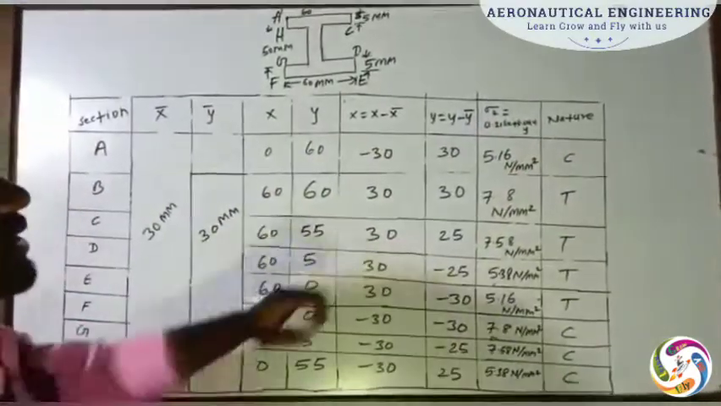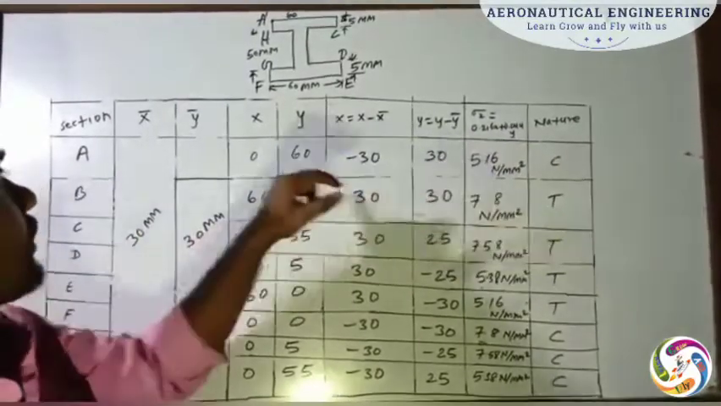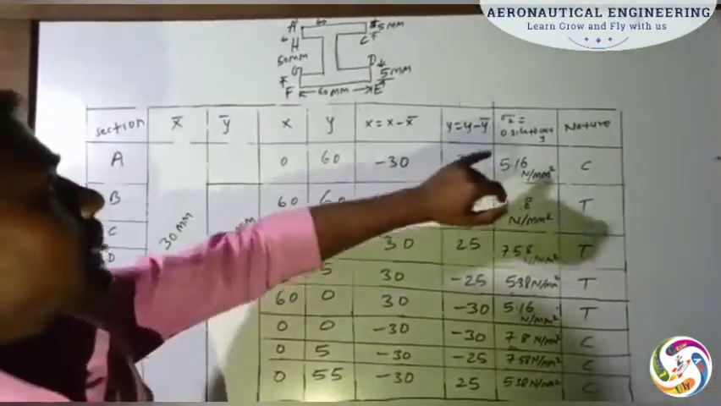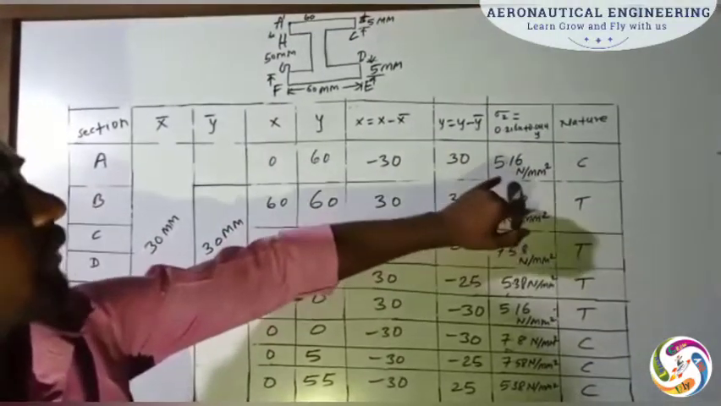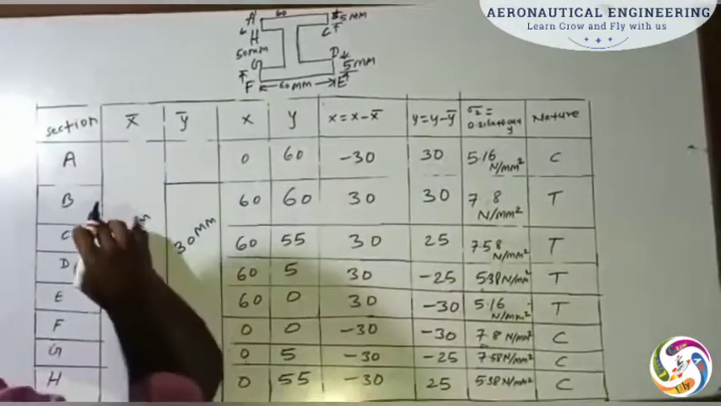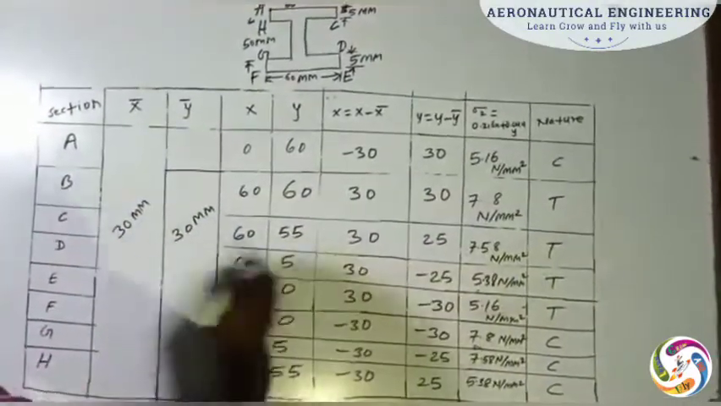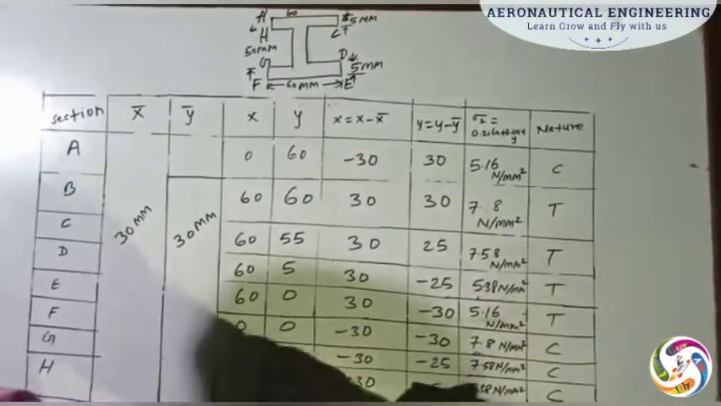Now we have to substitute the values of x and y in the equation of sigma z, that is bending stress equal to 0.216x plus 0.044y. If we substitute the values of x and y in this equation, then we will get the value of bending stress like this at each corner. For A point 5.16, for B point 7.8, for C point 7.58. Similarly D, E, F, G, H we will get these values.